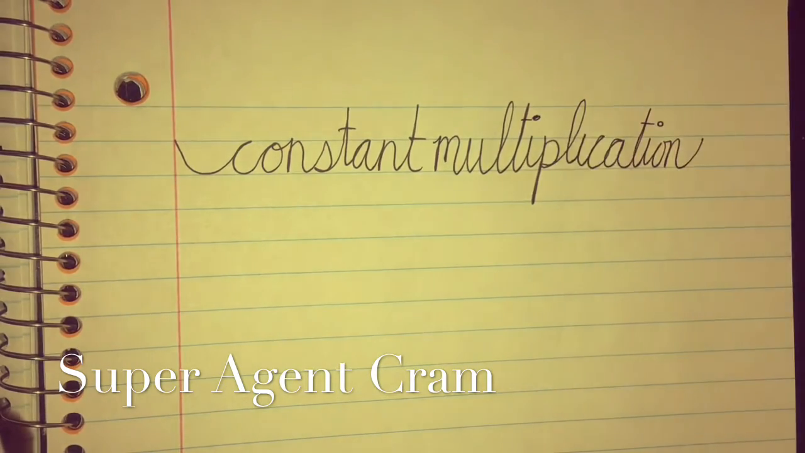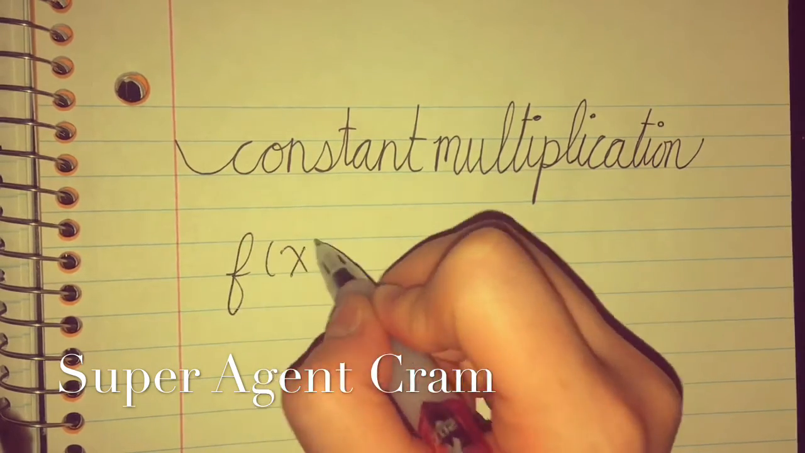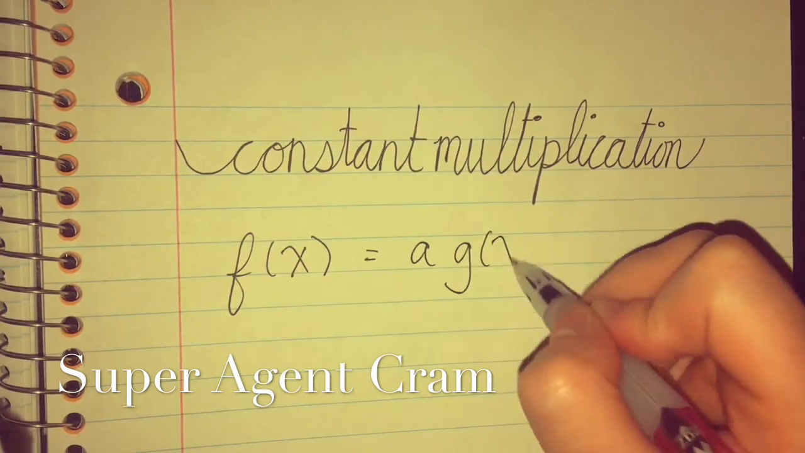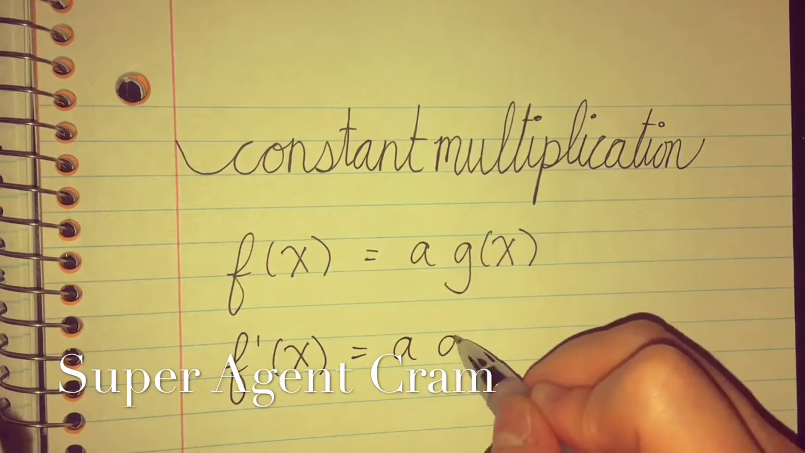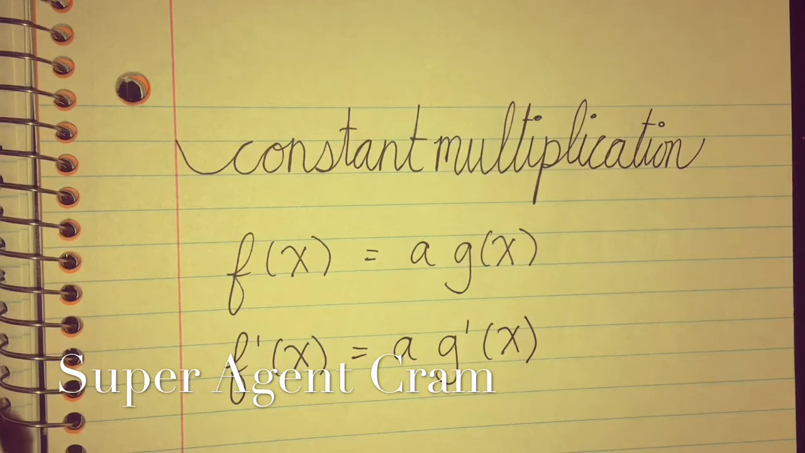The constant multiple rule. If you have a function f of x equals a times g of x, then the derivative of that function is f prime of x equals a times g prime of x.